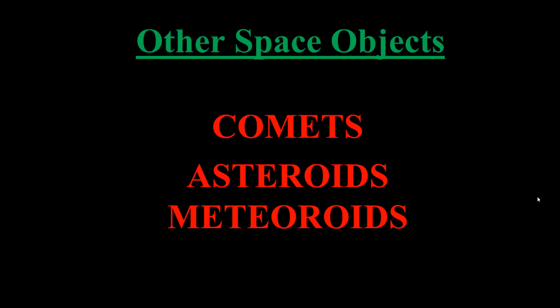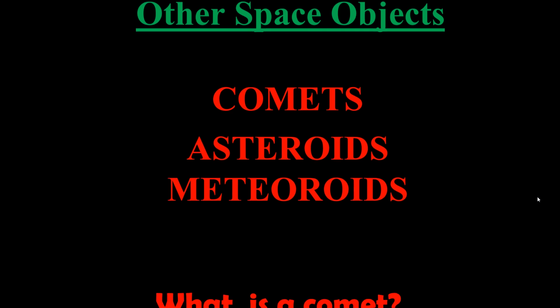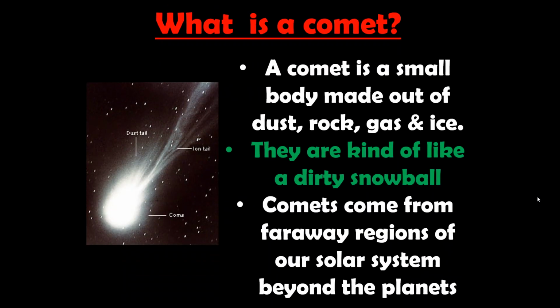Other space objects like comets, asteroids, and meteoroids. A comet is a small body made out of dust, rock, and ice. They are kind of like a dirty snowball. And comets come from faraway regions of our solar system beyond the planets. Here you can see the parts of the comet: the dust tail, ion tail, and coma.